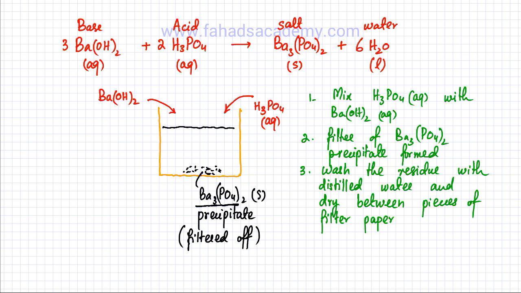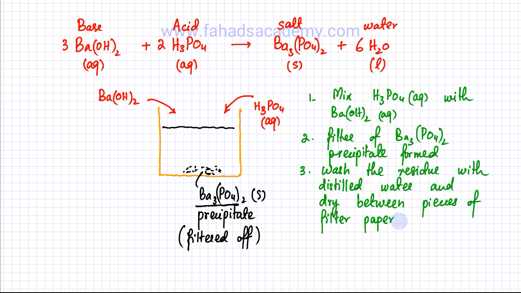The reason why you wash the residue with distilled water in this case is because the residue is insoluble, so it's not going to dissolve in that water. So the phosphoric acid or barium hydroxide, that's still the solution surrounding that solid precipitate, would get washed away without dissolving the barium phosphate. So whenever you have an insoluble salt, you're always going to wash it with distilled water. So wash it with distilled water and dry between pieces of filter paper, or put it in an oven, or put it in sunlight, to dry the precipitate.